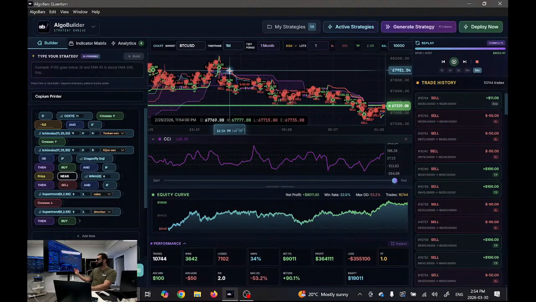Now, if you guys want this strategy, I'm not going to share it, but if you screenshot it, if you can see it, then you might be able to kind of copy it. But this is a strategy that we've been working on, building, and testing as well.